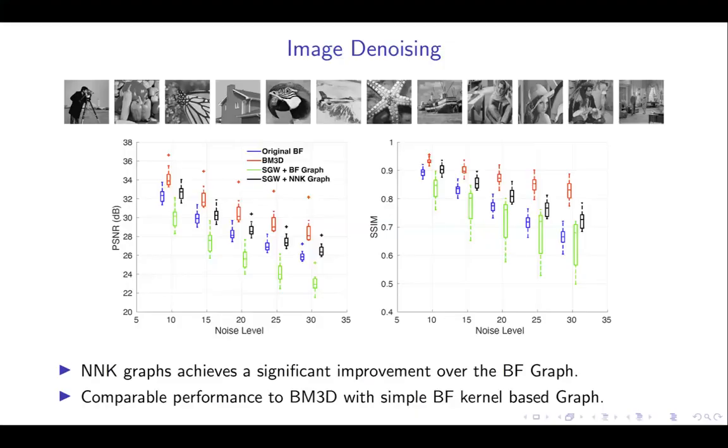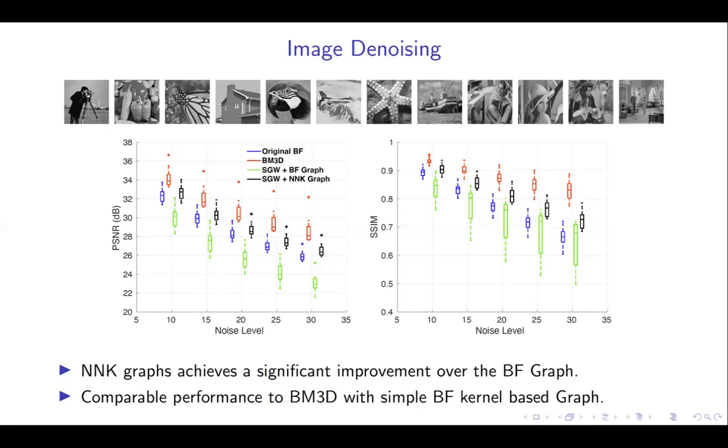Next, we consider the problem of image denoising to evaluate filtering performance. We compare the performance of our method in conjunction with spectral graph wavelet to that of the bilateral filter graph and the original bilateral filtering method. We also compare our method to the BM3D method. The average performance over 12 images at 5 different Gaussian noise levels is shown in the plot. As can be seen, in terms of both PSNR and SSIM, the proposed NNK graph based on simple bilateral filter kernel improves performance significantly.